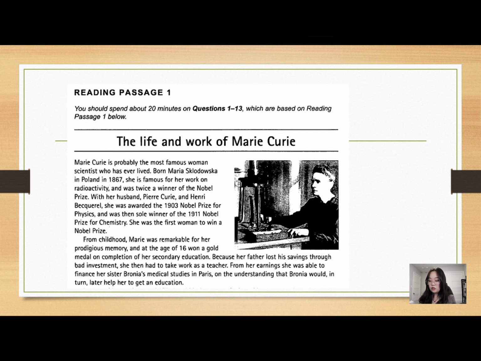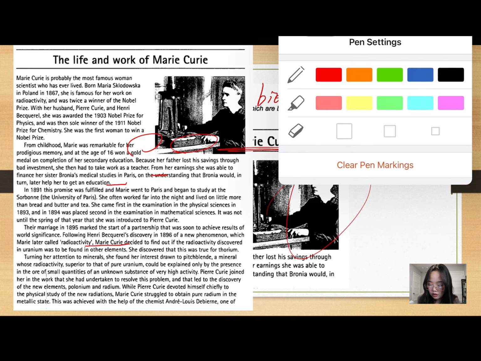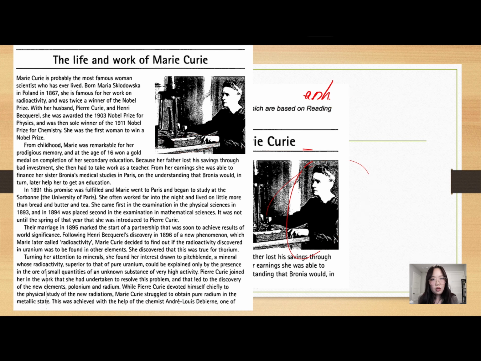First is this passage, the life and work of Marie Curie. Marie Curie is a scientist. Here is her picture, I believe. Life and work. Sounds like a biography. A biography should tell what happens in her life, her academic achievement, her work. So yeah, I'm right. See, born when, from childhood, and then probably teenage life, and then she goes to school, and then her scientific discoveries. Let's take a look. Yes, see, it starts from childhood. See, it happened in a chronological order.